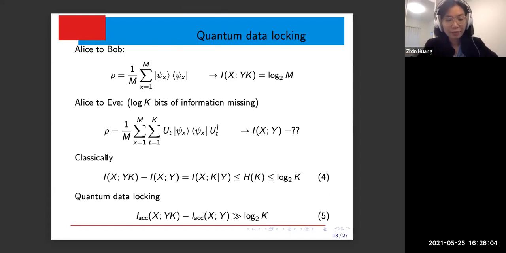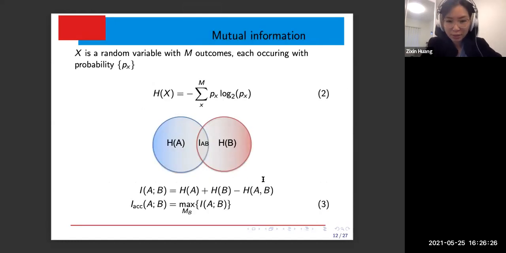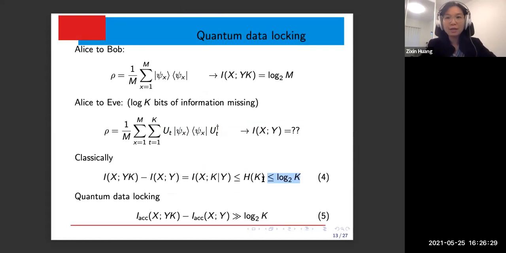So classically, there is this inequality which states that the difference between these two mutual informations is upper bounded by log 2 of k. So in other words, this is a rephrasing of Shannon's theorem. Where if you have a secret key that is of log k bits long, then you cannot hide more than k bits in your message.